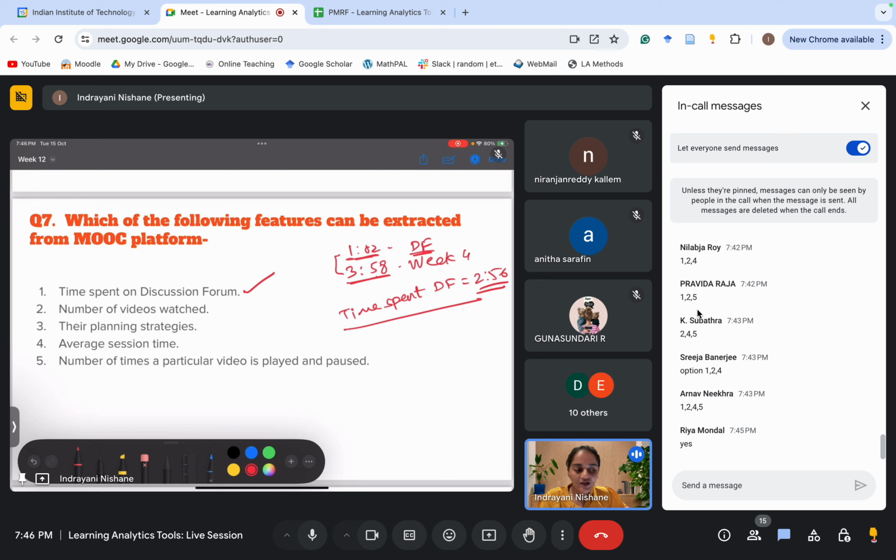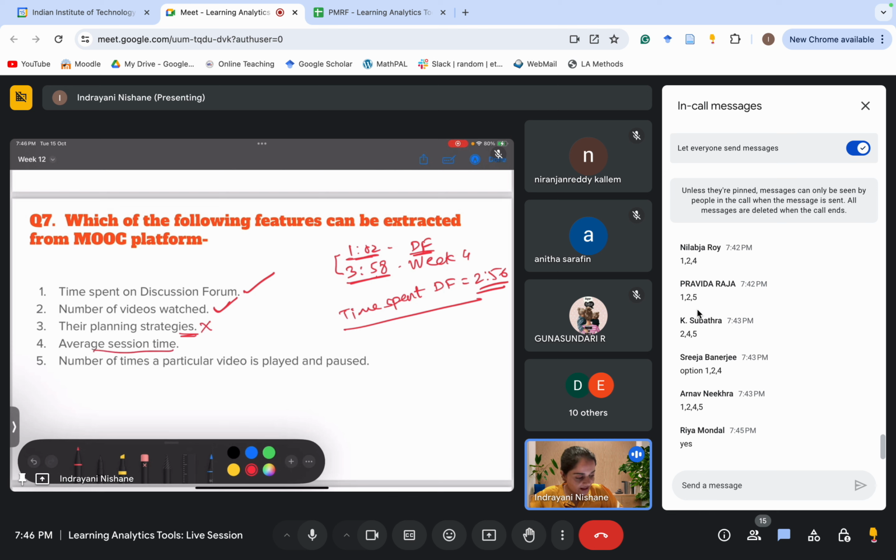Then number of videos watched. Of course we can calculate this, how many times a video link was clicked by a student in one particular session or throughout the course. All these numbers we can compute. Now their planning strategy, how well they have planned. This is outside the learning environment, so we will not be able to capture or compute their planning strategies.